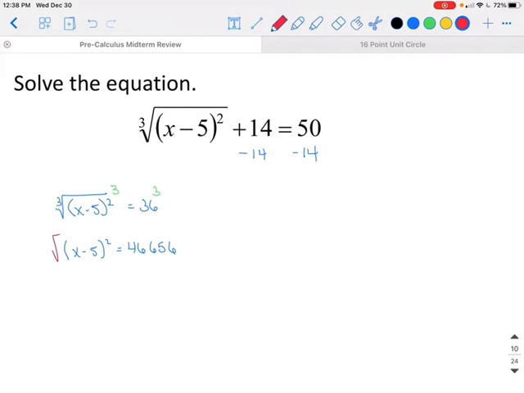Now to get rid of the square, we can take the square root of both sides. But remember, when you take an even root, you need to have plus or minus with it. So this is going to give us x minus 5 is equal to plus or minus 216. So we have x minus 5 is equal to a negative 216, and x minus 5 is equal to a positive 216. We're going to solve each of these just by adding 5 to both sides.